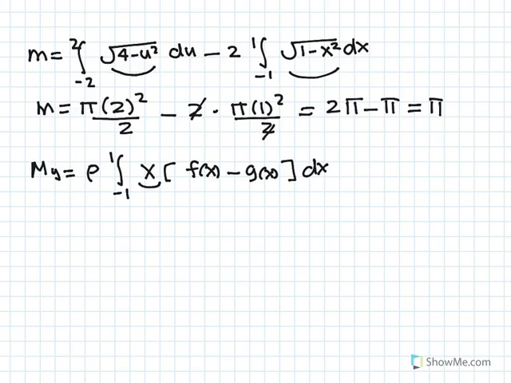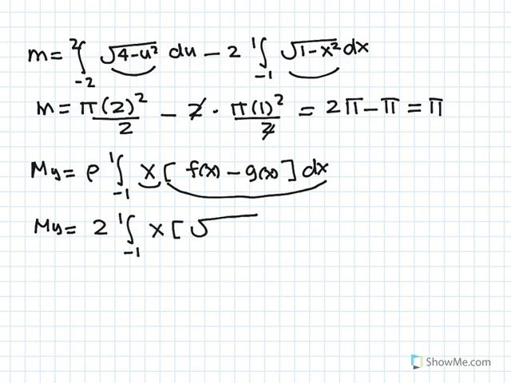This x represents the distance to the y-axis because we're finding the moment with respect to the y-axis. And this part, f of x minus g of x times dx, is the area of the vertical slice that we've drawn. So that's the formula, and we're going to plug these in. Moment with respect to the y-axis is equal to the density, which is 2, integral from -1 to 1, x times f of x, which is root of 4 minus 4x squared, minus g of x, which is root of 1 minus x squared.